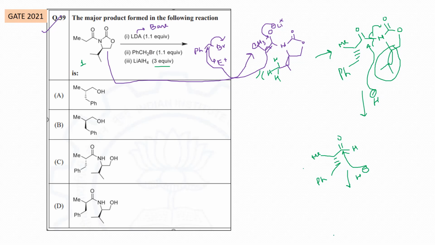One equivalent has been used in the first step, but 2 equivalents of LiAlH4 are still there. So that's why it will attack this aldehyde center and open it, and the aldehyde, under reduction with LiAlH4, forms an alcohol. So which one is our correct answer? Option A. Okay, I hope it's clear.